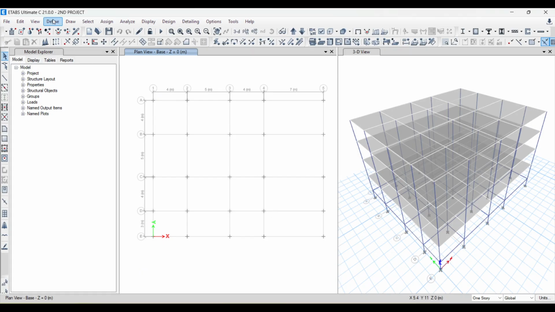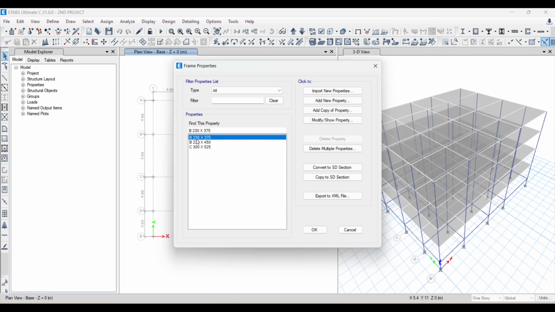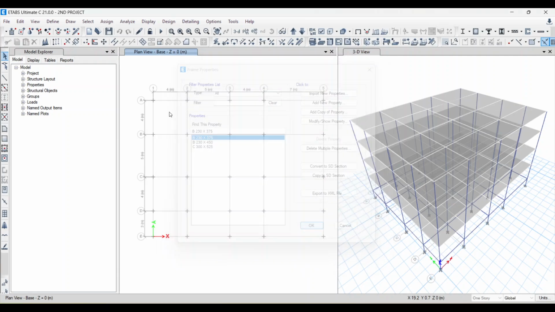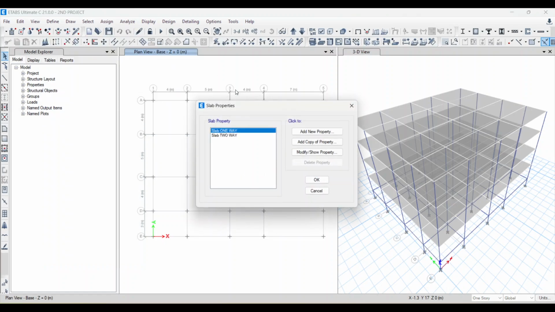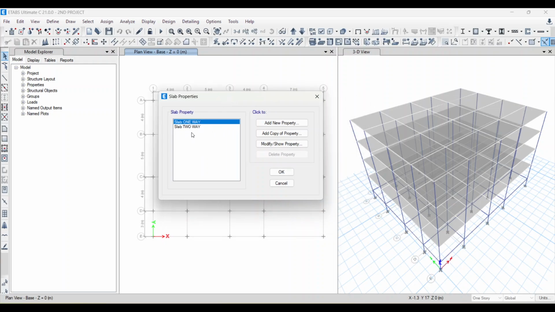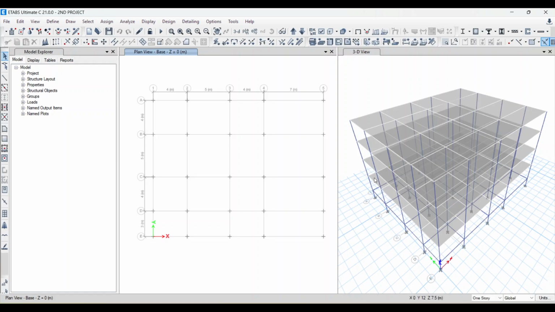So I'll just show you, because we already define the section properties here. Frame section: here, using the beam sizes and the column sizes, we already gave them to ETABS, using define section properties. Slab section: we already defined our slab. We already gave all the things, thickness, what kind of grade we are using, what kind of steel we are using. We defined it all here. That's why for the column, beam, and slab sizes we do not need to assign loads. It will calculate the self weight.